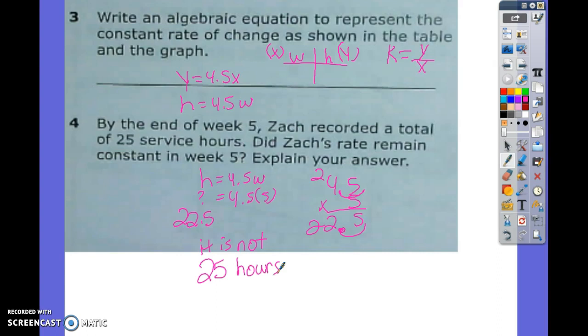So no, the constant rate of change does not stay the same. And it says to explain your answer, so you can say no, 4.5 times 5, so this would be his service hours per week times the number of weeks, is not 25. So it is not going to remain a constant rate of change.